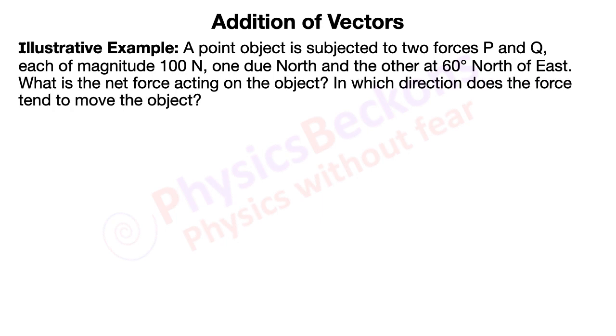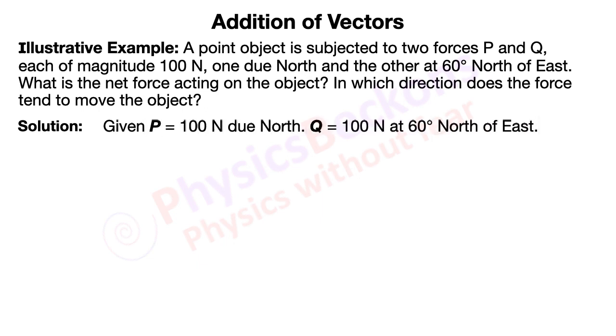Take an illustrative example. The point object is subjected to two forces P and Q, each of magnitude 100 Newton, one due north and other at 60 degree north of east. What is the net force acting on the object? In which direction does the force tend to move the object? Let us probe. We are given two vectors. Vector P 100 Newton north, vector Q 100 Newton 60 degree north of east.